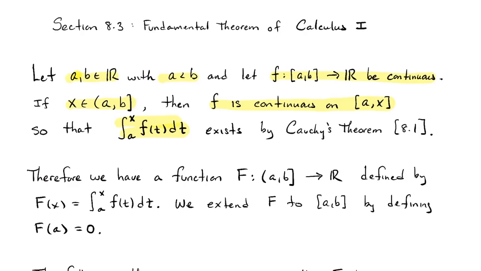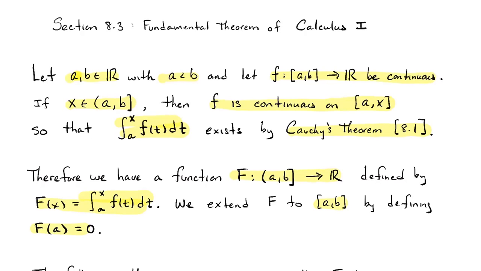But back to our story, that definite integral exists by Cauchy's theorem because I've got a continuous function on a closed bounded interval. All right, the definite integral is a number, so this gives rise to a new function. I'm going to call that new function capital F. It's defined for every number in the interval from a to b except for at a. And how do I define capital F? Well, it's the value of the definite integral from a to x. I'm going to extend that function to be a function on the interval from a to b just by defining capital F of a to be 0.